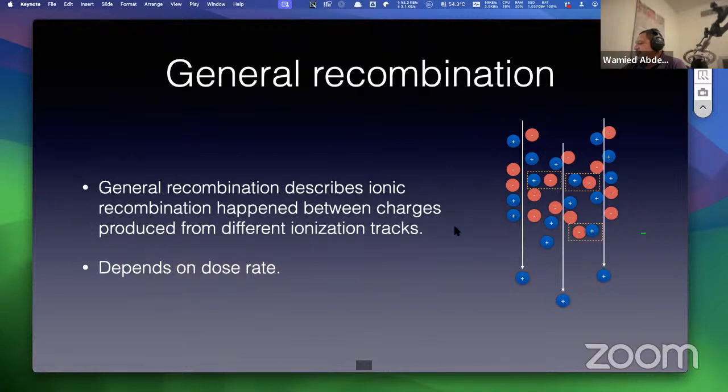This is why this recombination effect depends on the dose rate. And for dose rate, I don't want you to think of a linear change from 100 MU per minute to 600 MU per minute. No. A correct wording for this would be the ionization density. How much ionization is produced in a pulse? So if we have a LINAC with a pulsed beam and the ionization density is very high, then general recombination will depend on the ionization density, or the number of ionization tracks within the cavity.